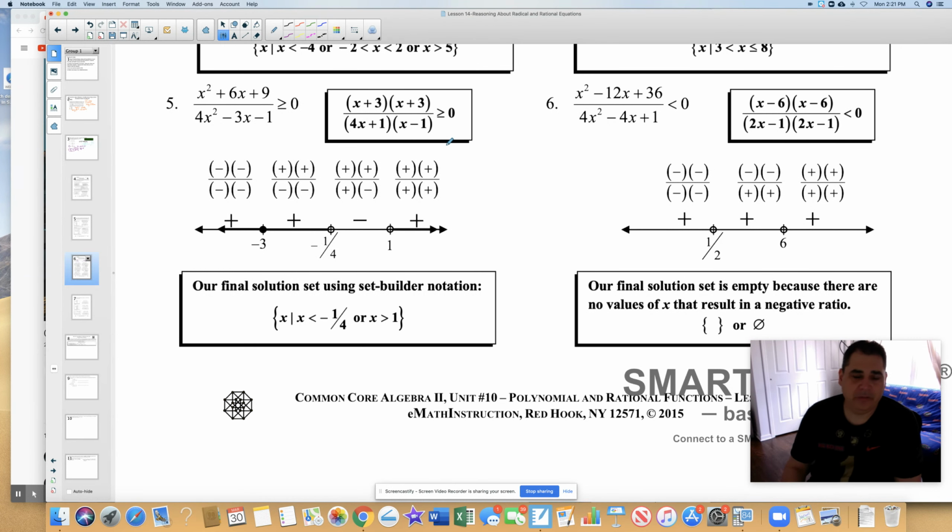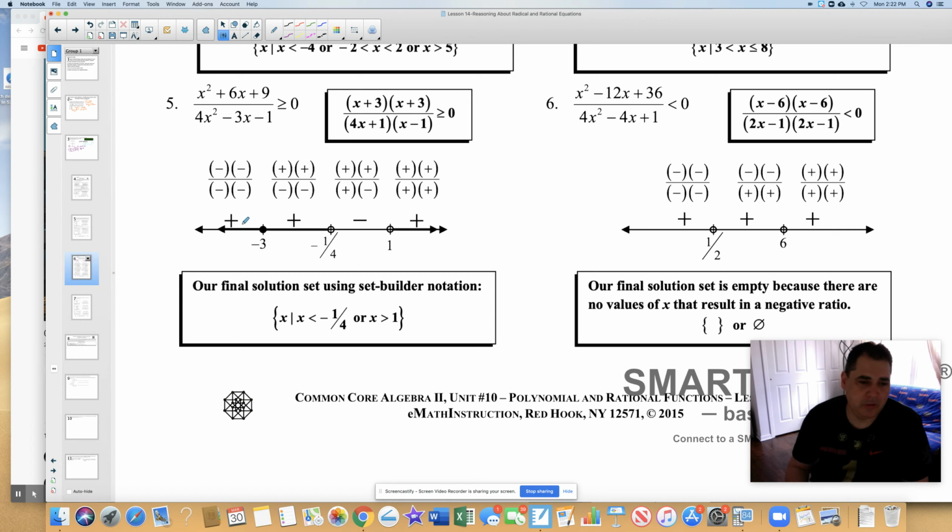All right, 5. Again, you factor the top, factor the bottom. Negative 3, you only write it once because it's the same factor here. This looks like it's negative 1 over 4, and this is 1. Pick regions. Pick numbers in that region and represent that, and you plug it in.